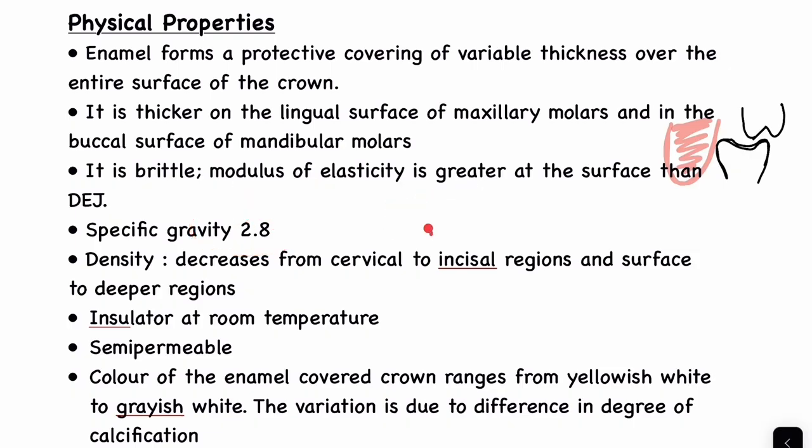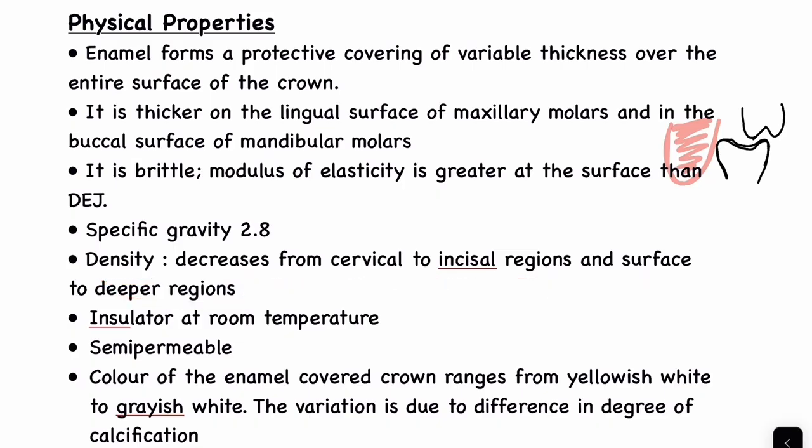Okay, so this is the crown and this is the enamel and this is the dentine. So this junction where they meet is called the dentinoenamel junction. The specific gravity of enamel is 2.8. Density decreases from cervical to incisal region and surface to deeper region.